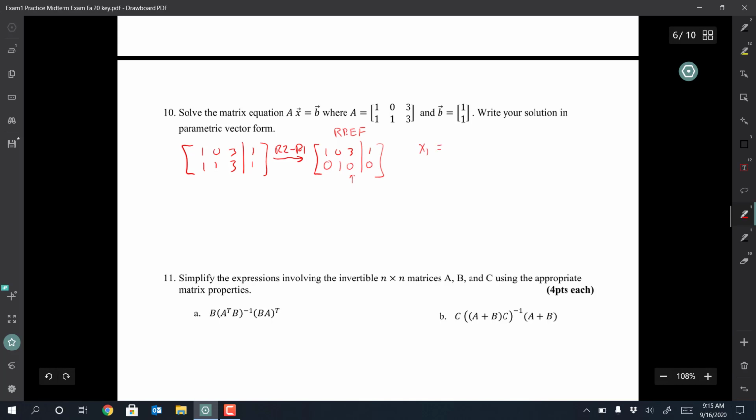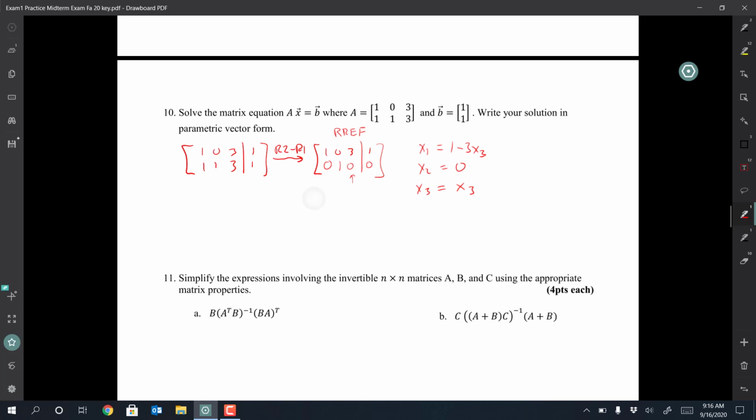I'm going to do a little shortcut here: x1 is 1 minus 3x3. The equation is x1 plus 3x3 equals 1, and I'm just subtracting the 3x3 to the other side right away. And then I see the next row tells me x2 is equal to 0, and I know x3 is a free variable, so I'll write that.